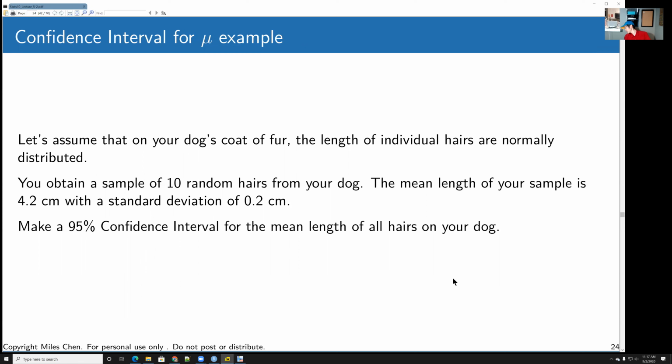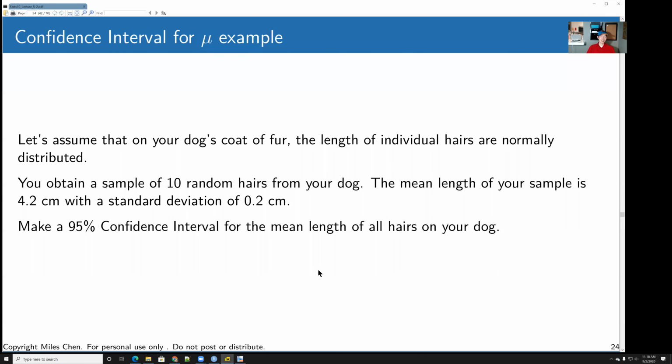Where is my dog? I think he's in the other room. I could show you pictures here. This is so silly, but I actually had a portrait of my dog painted here. Let me pause the recording.